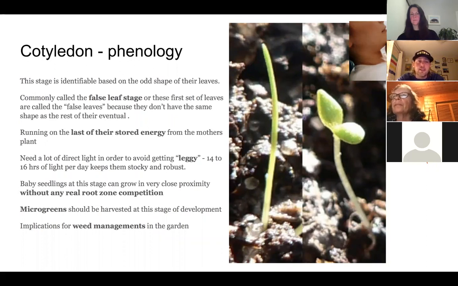The other thing to consider here is that because they're still running on that last bit of energy, they don't compete very much in their root zone whatsoever. So you can start seedlings really, really close to each other at this point, and they're not going to compete with each other. When they get to the next stage, that's where the competition comes in, and that's where we would start to worry about it. But at this point, if you have to plant them really close to each other, there isn't going to be any negative effect.